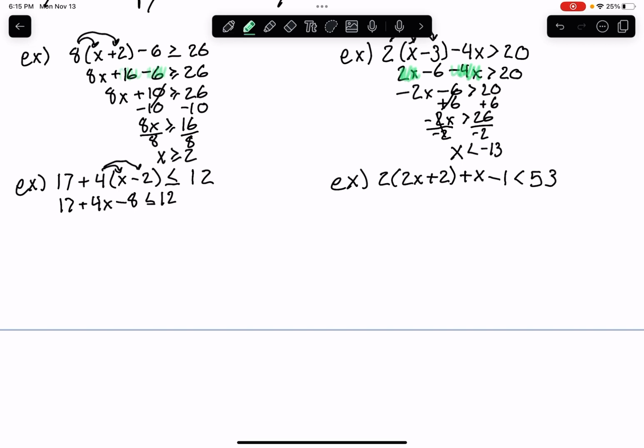Combine our like terms. We have a constant 17 and a constant -8, so we're going to combine those guys. 17 minus 8 will leave us with a 9, I believe. Yep. So 4x minus 9, less than or equal to 12. Two-step, two-step. Plus 9, plus 9. 4x is less than or equal to 21.